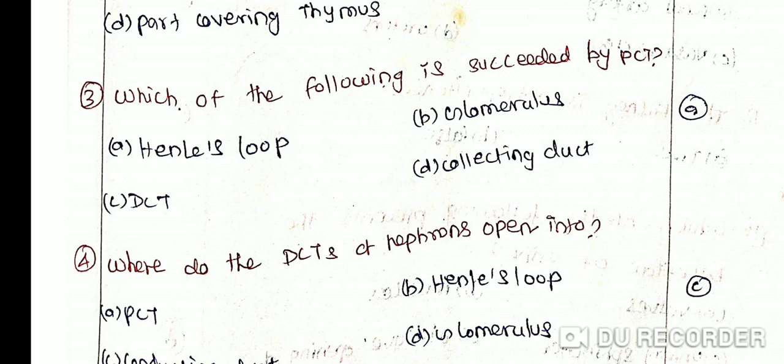The highly coiled proximal convoluted tubule leads to the hairpin-shaped Henle's loop, which has a descending and an ascending limb. The ascending limb continues further to another tubule.